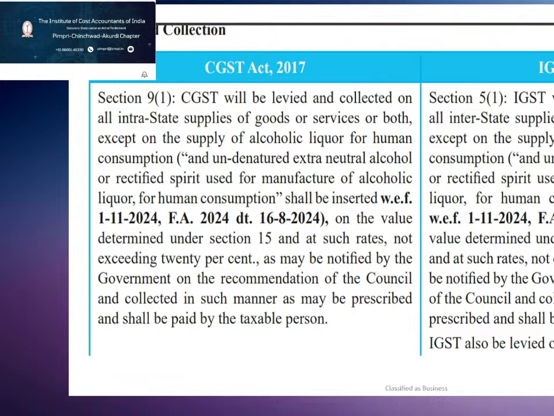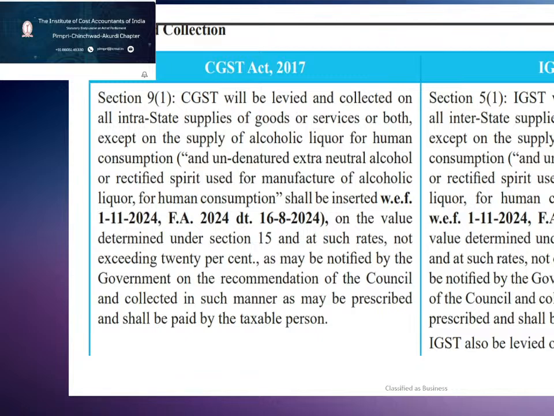The next one is services supplied by an arbitral tribunal to the business entity. So the business entity, similar to an advocate only. Then services provided by way of sponsorship to any body corporate or partnership firm. Again, the body corporate or partnership firm located in the taxable territory has to pay the GST.